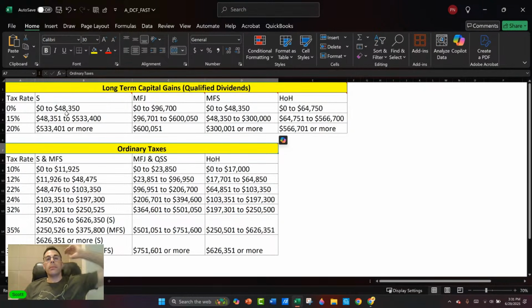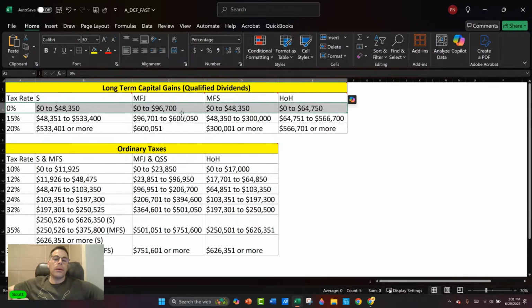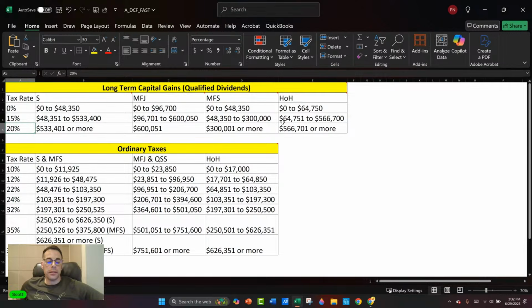So if you don't make a lot of money, like you're single and you make $30,000 a year, you don't pay any taxes on those dividends. Although if you're the head of household and you make $600,000 a year, then you pay 20% taxes on the dividends. Head of household, you have to have at least one dependent to be head of household, and there's other kind of stipulations.